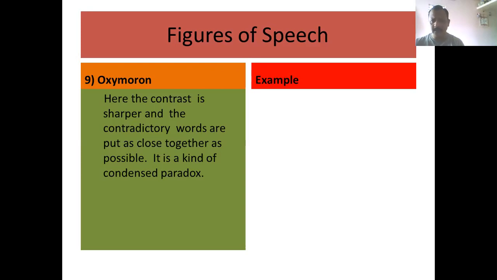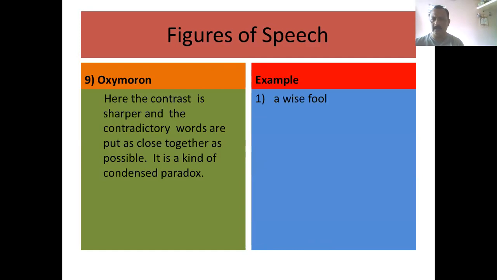In the paradox, we have seen that the opposite words were coming at the beginning and at the end of the sentence. But here in the oxymoron, we find the words come one after another or as close together as possible. So we shall see the examples so that it will become a clear idea. That is a wise fool. Fool means silly, and wise. How can a wise man be a fool, or how can a fool be wise? But here "wise fool" is shared there, meaning two opposite words have come together. At that time it is called oxymoron.